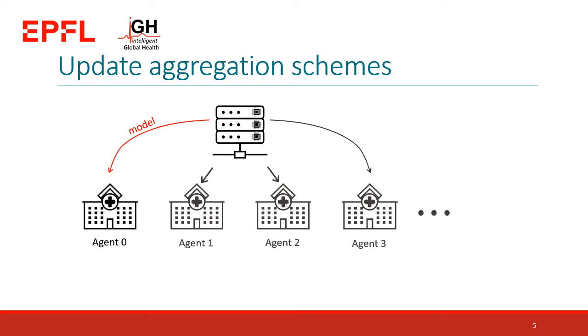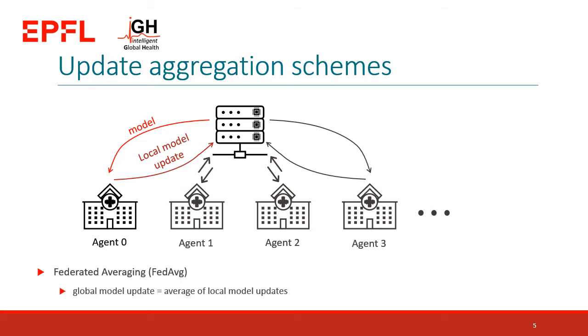This means that it intervenes after the server has received a locally computed model update from each agent and must combine these individual updates to update the global model with. The simplest such aggregation scheme is federated averaging, where the individual updates are simply averaged.